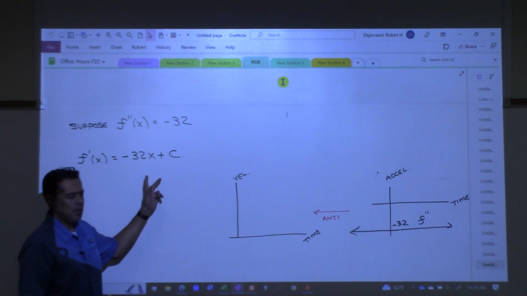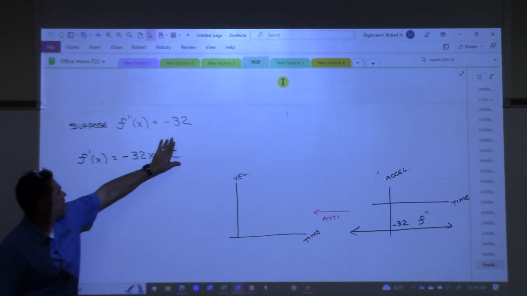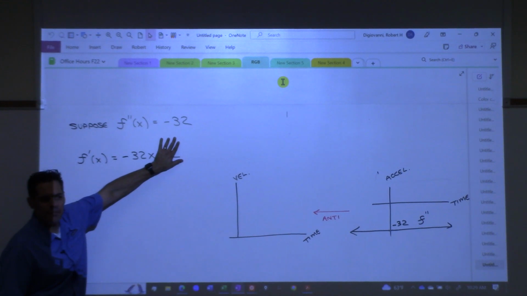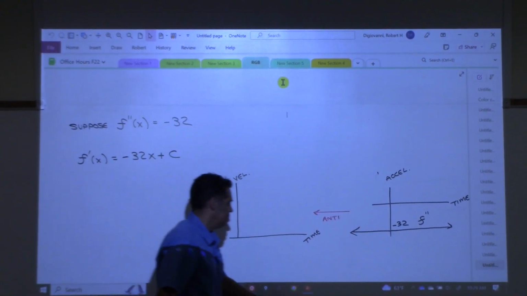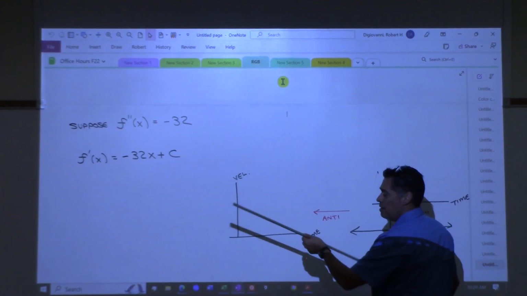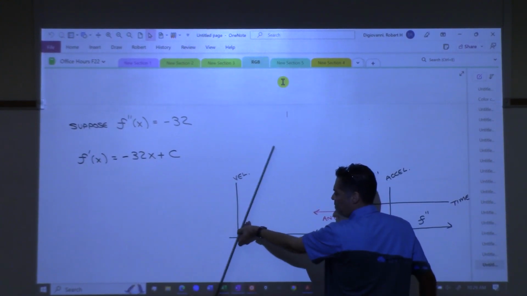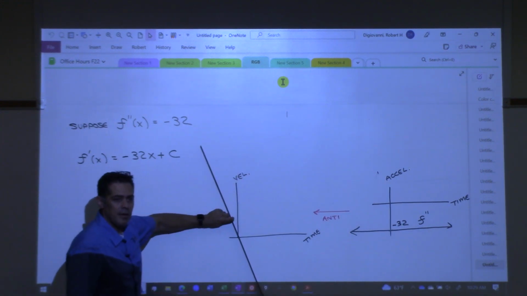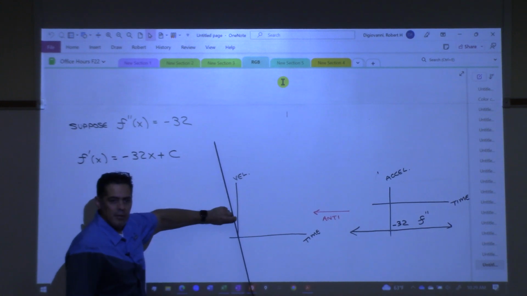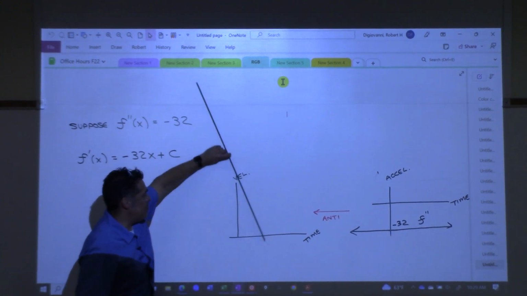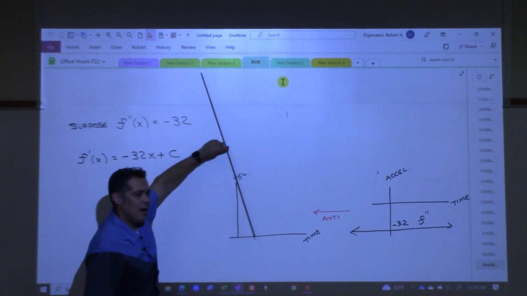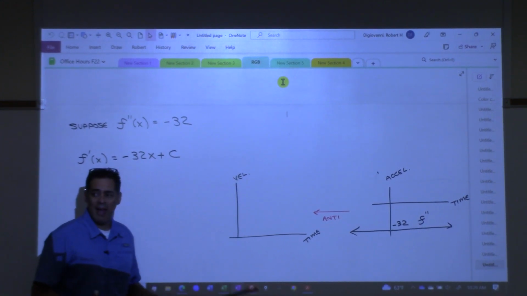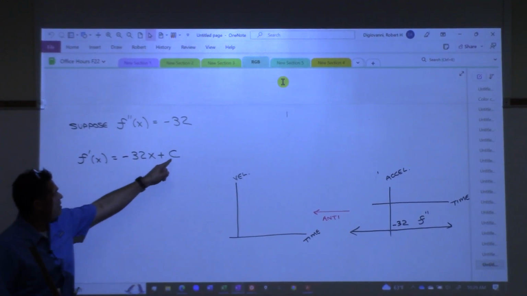With me? Do you all know what that graph is? What's that graph right there, negative 32x? What is the shape of that graph? It's a line, right? It has a slope of what? Negative 32. So here's a slope of 1, here's a slope of 2, right? Negative 32 is a very steep line like this, isn't it? Very steep. But plus c means it could be moved up or it could be moved down, couldn't it?